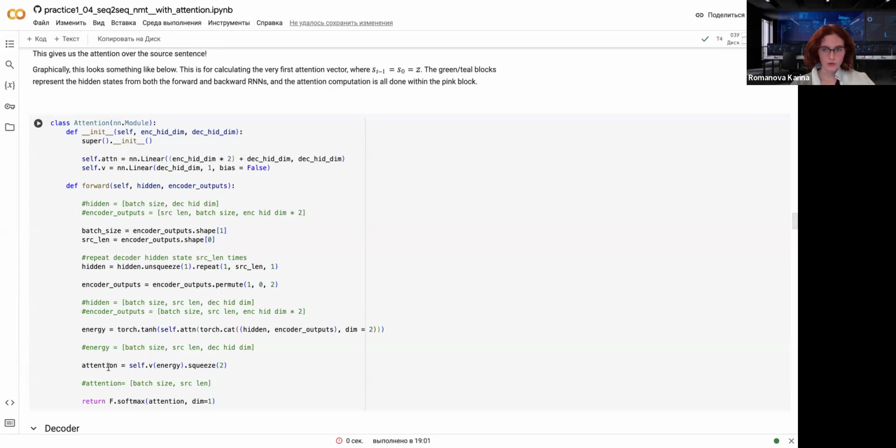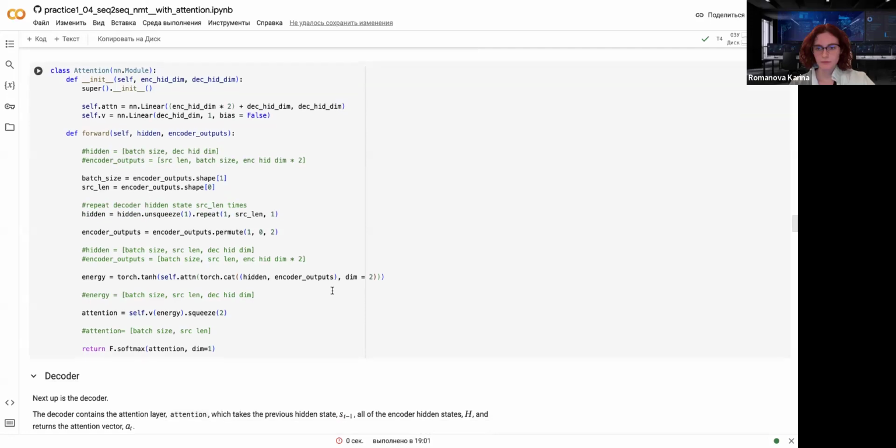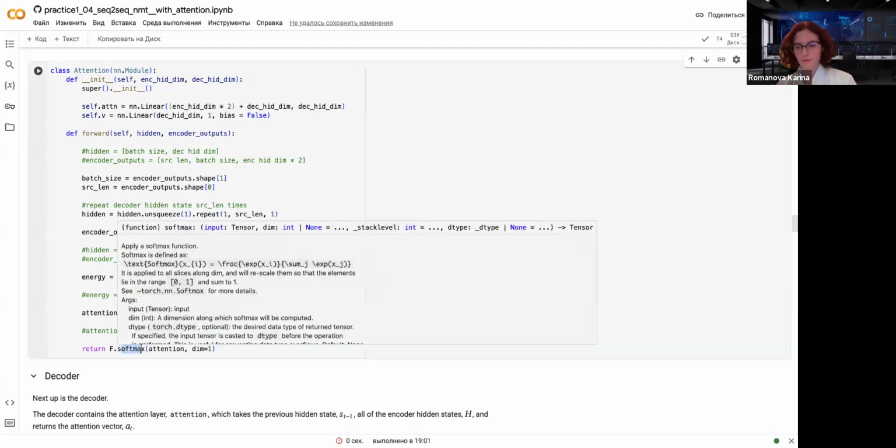So, okay, here in the code, we have the attention calculation. The attention mechanism computes a score that represents how relevant each encoder hidden state is to the current decoder state. Also, we have softmax here. Where is it, by the way? Yeah, okay, it's at the end.